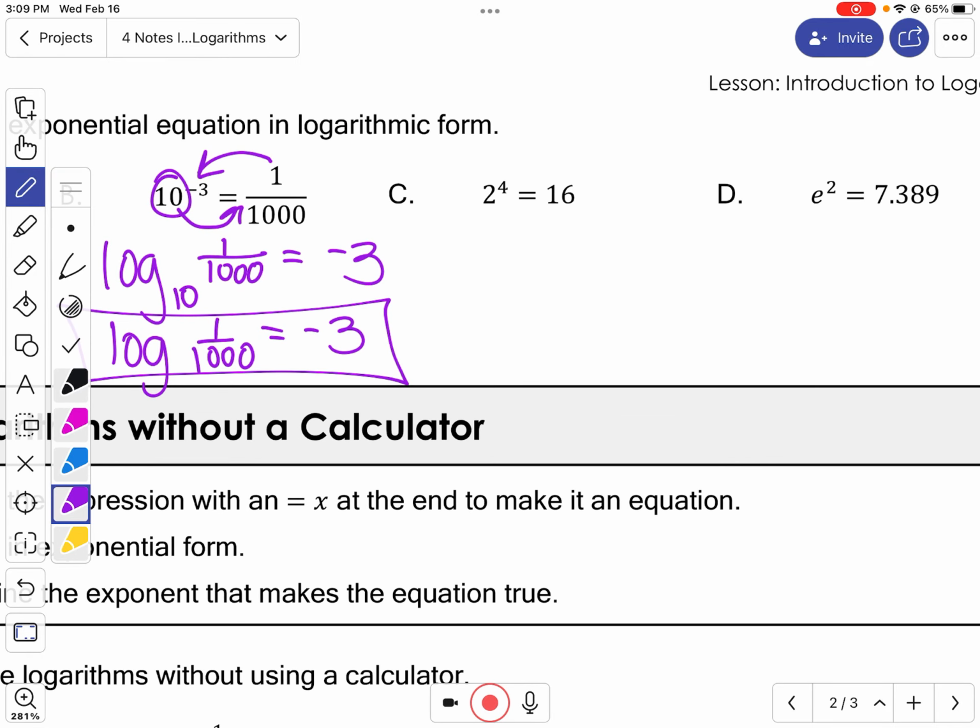This one, start with your base. My base is 2, so log base 2 of 16 equals the exponent 4. So a logarithm always equals the exponent. So again, no matter which way you're going, from log to exponential, exponential to log, you're going to use around the world and always begin with the base.